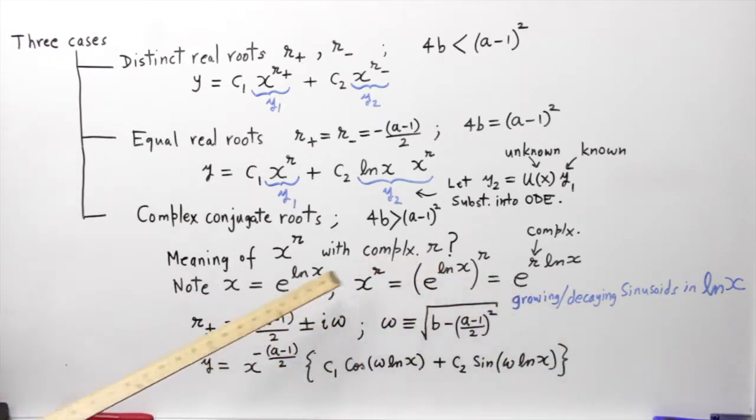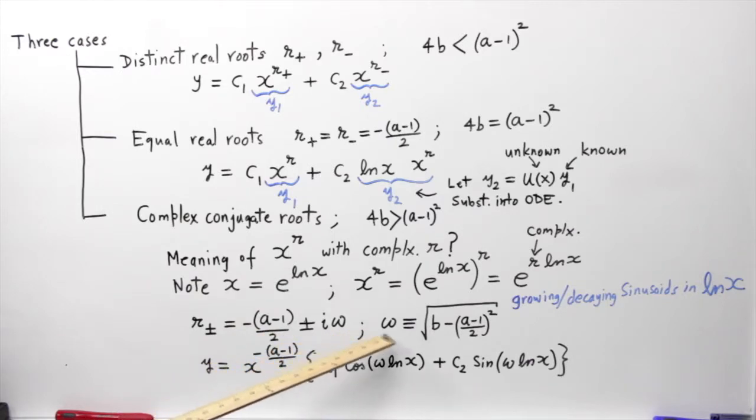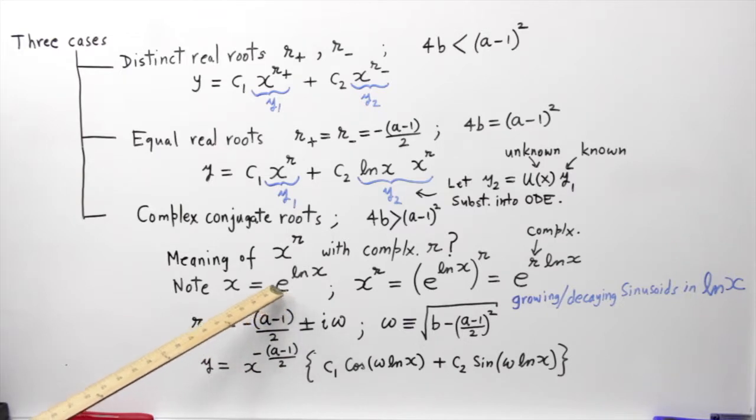So anticipating that, let's rewrite this a little further. We can say that the two roots are given by the real part and the imaginary part, which is given by this formula here; we can call it omega. And so the solution can now be cleanly written in terms of the complex exponential of x. The x to the minus a minus 1 over 2 factor we have taken out, and then we have sine and cosine of omega times log of x. Omega times log of x is the argument of the sine and cosine functions.